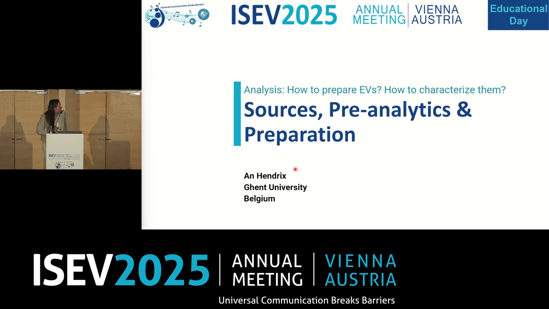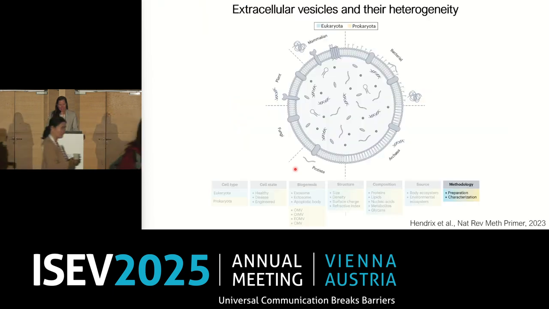So thank you for the kind introduction. And of course, it's also my pleasure to be here and be able to discuss with you the different sources that we use to analyze extracellular vesicles, the pre-analytics that can have an impact, and which preparation methods we can use. Now, isolation, purification, fractionation, separation are all different terms that are commonly used in literature to describe the process of preparing extracellular vesicles from their source.